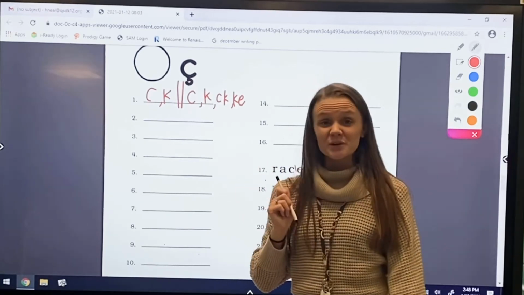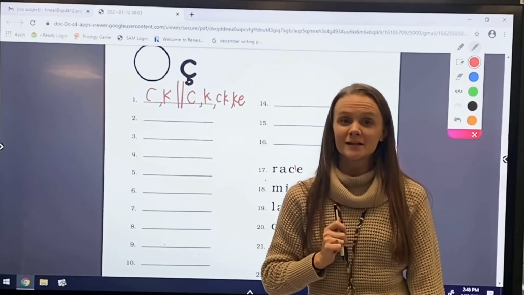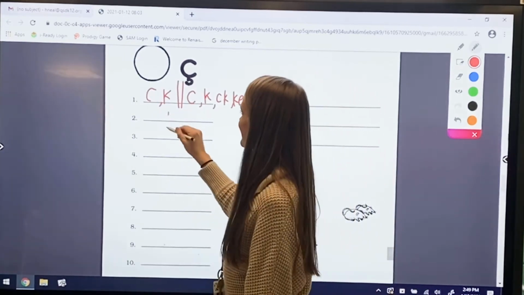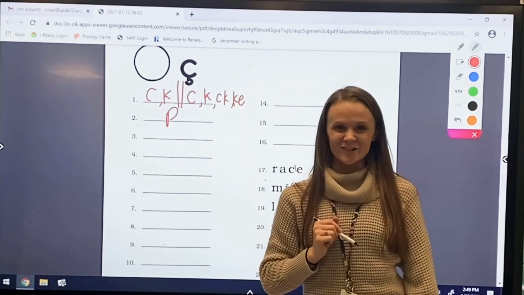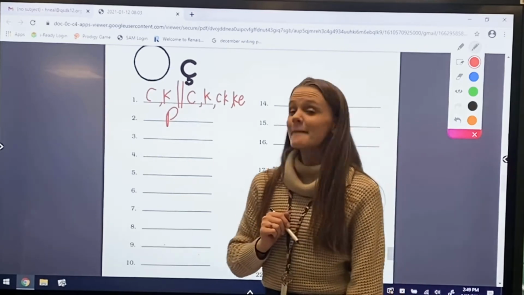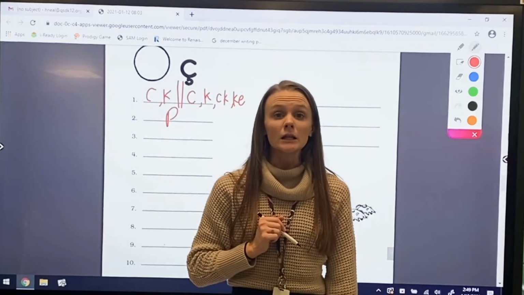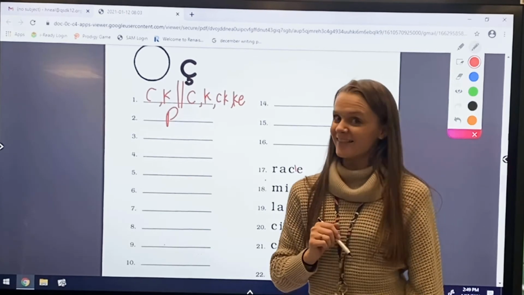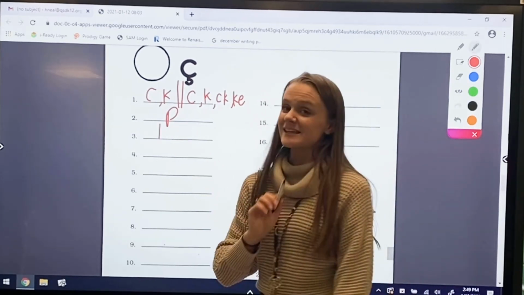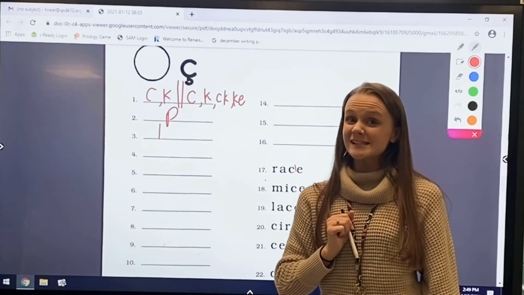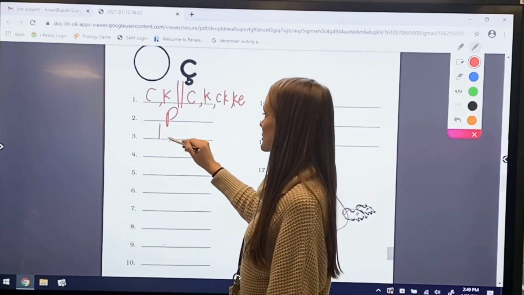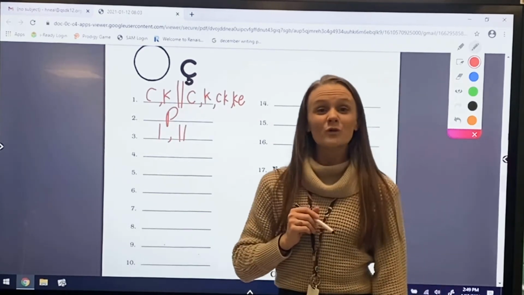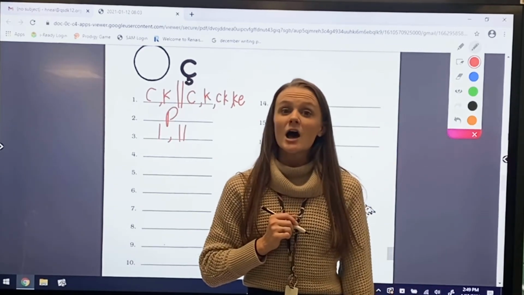For number 2, my letter sound is P. P. Letter P makes the P sound. For number 3, my letter sound is L. L. Letter L makes the L sound. But if it's at the end of a word, we use double L's. Very good.